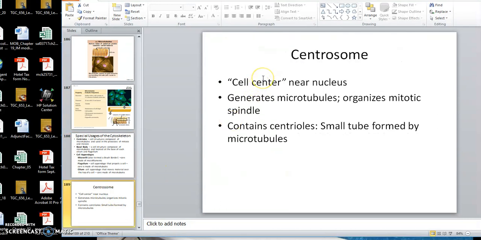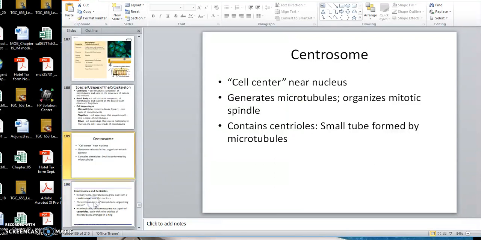The centrosome. In a cell, you have something close to the center. Some means body, close to the center, and it's near the nucleus. From there radiates out a bunch of microtubules towards the cell membrane that helps hold the cell in shape.